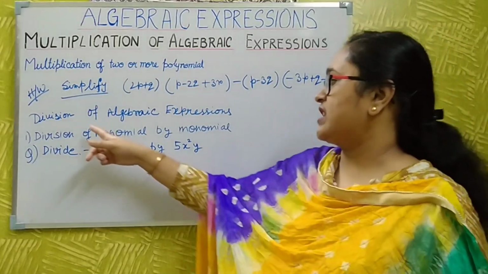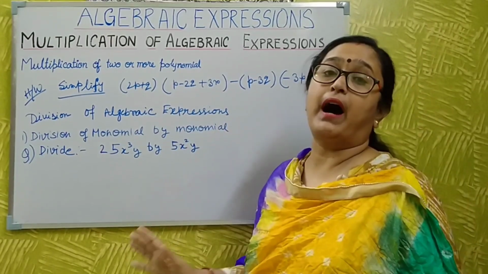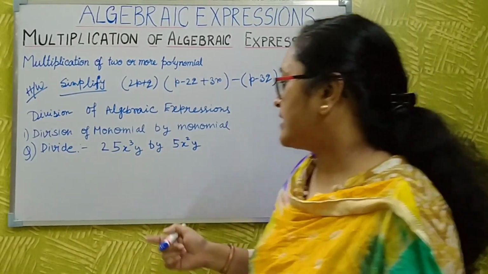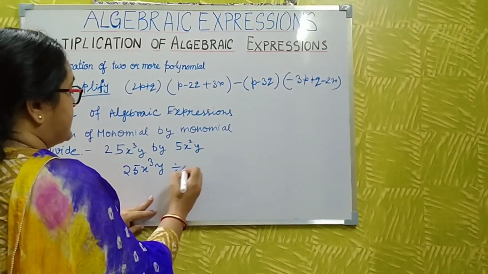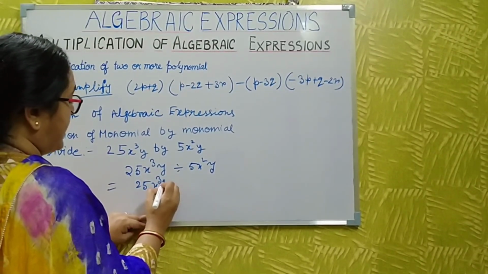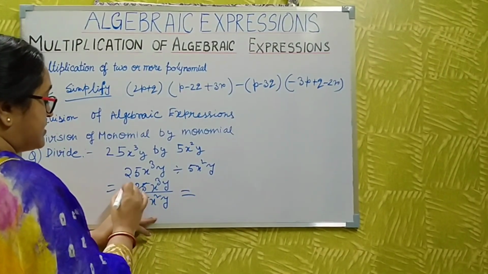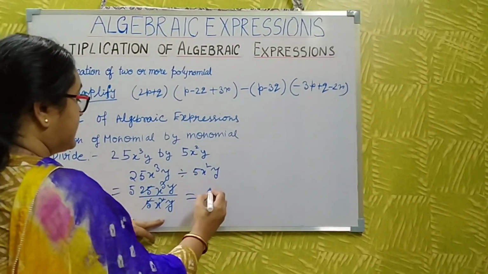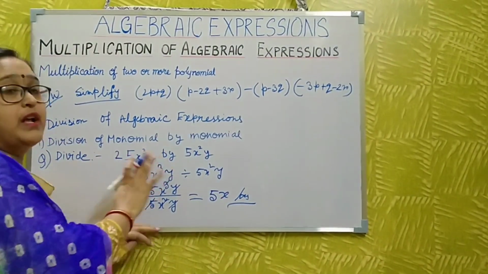Okay. Now I discuss the division of algebraic expressions. Division of monomial by monomial. First divide this one by this one. What is this? You write 25x³y divided by 5x²y. Then you just do the cancellation. 5 5s are 25, and y cancels, and x² cancels, then the answer is 5x. This is the division of monomial by monomial.